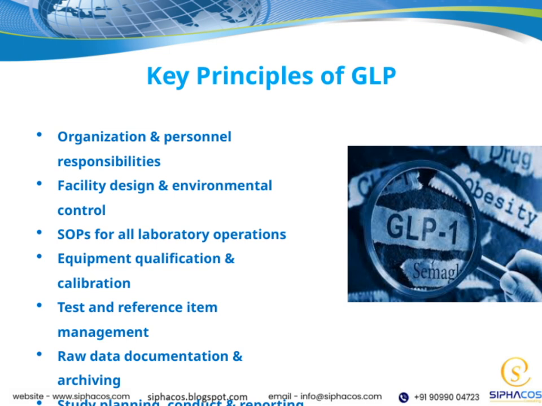Equipment qualification and calibration are vital too. Regularly verifying our instruments guarantees accuracy and trustworthy results. Managing test and reference items carefully helps us keep track of everything and maintain quality throughout the process. Raw data documentation and archiving are the backbone of data integrity. They allow us to trace back and verify results at any time. When it comes to study planning, conduct, and reporting, thoroughness here ensures our findings are credible and reproducible. Our quality assurance program ties all these elements together, providing oversight and continuous improvement.